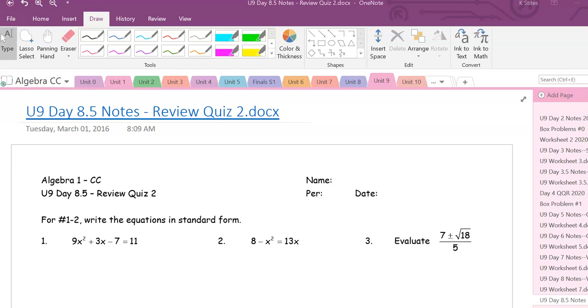Hello Algebra 1. Today we are going to be doing some review for our second quiz on quadratic formula and vertical motion models. So here we go.